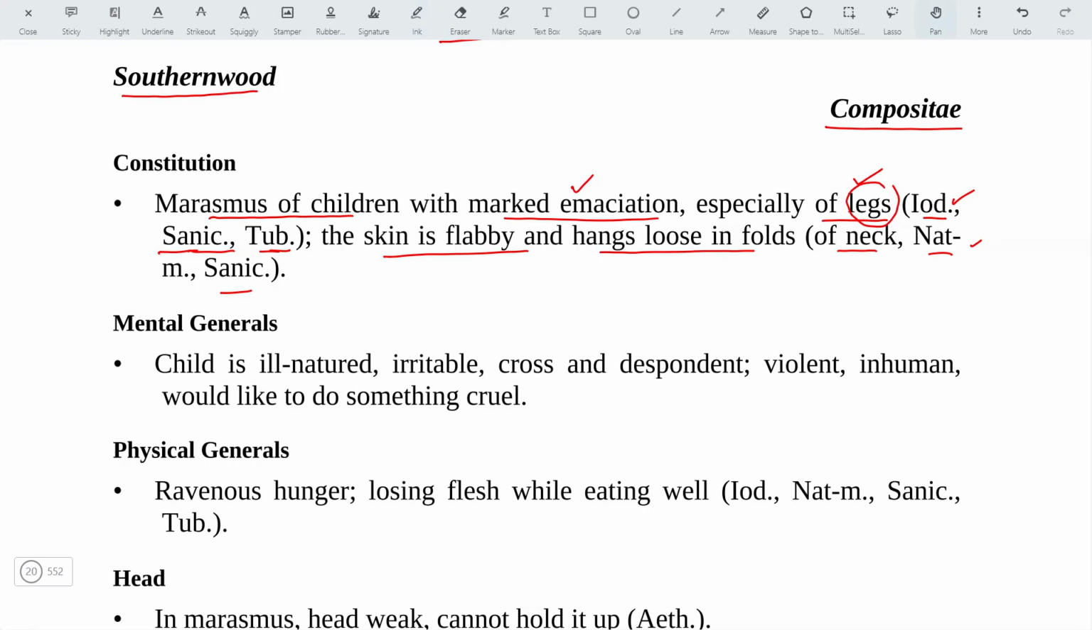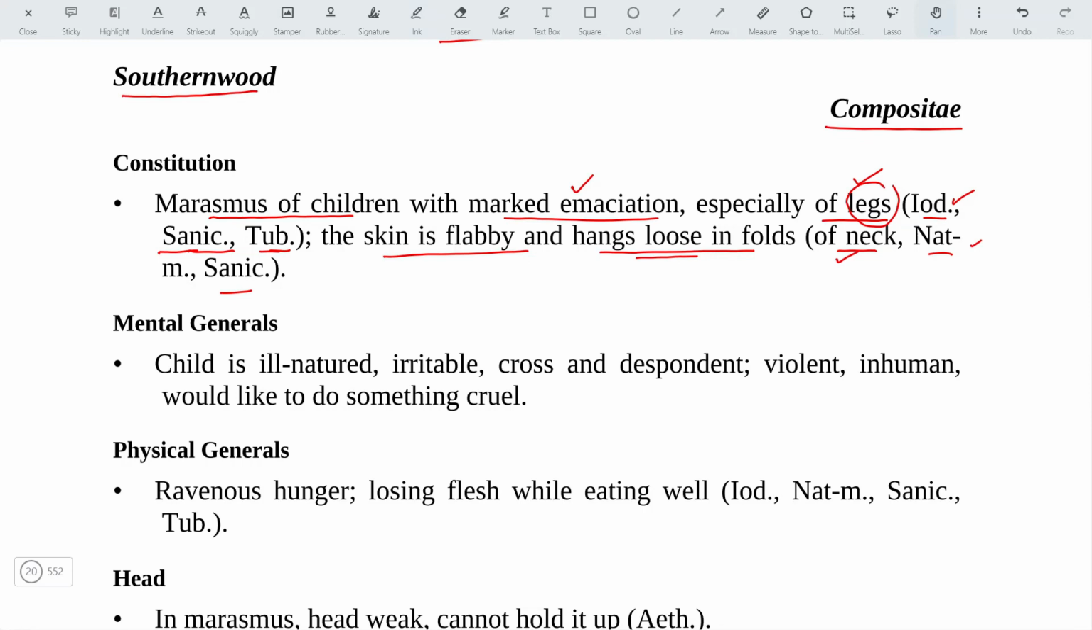And another symptom is the skin is flabby, hanging loose in folds. We all know that in marasmus or any other protein energy malnutrition, proteins are known as the building blocks in our body. Now when the skin loses them, it loses its laxity and its texture, and that is the reason they become wrinkled like old people, hanging loose in folds as if the person is very old. So if it is in the neck, then we can think of Natrum muriaticum or Sanicula. But otherwise, if it is in the body, then we can think of Abrotanum, also Natrum muriaticum and Sanicula too.